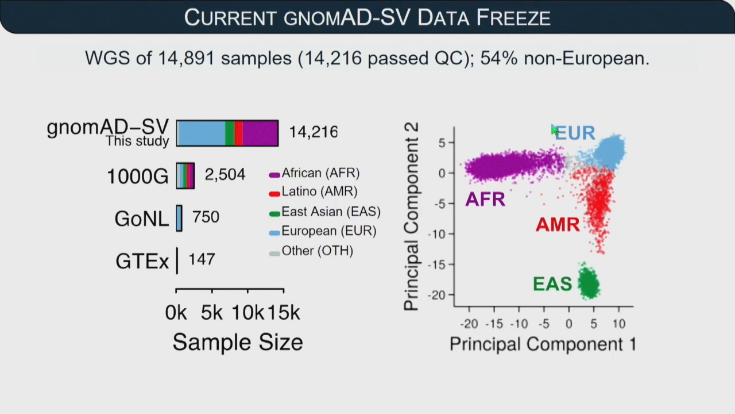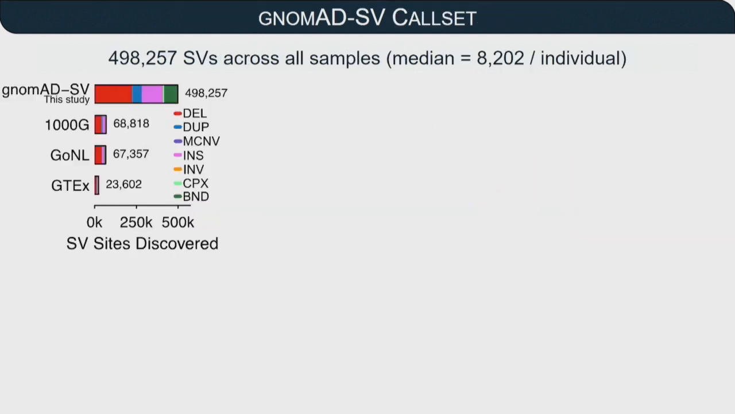This PCA plot is based on structural variants, not SNVs and indels. So from structural variation alone, we can easily separate populations and demographic history. Not surprising. Okay, what does gnomAD have? So the total data set is actually about 500,000 structural variants.